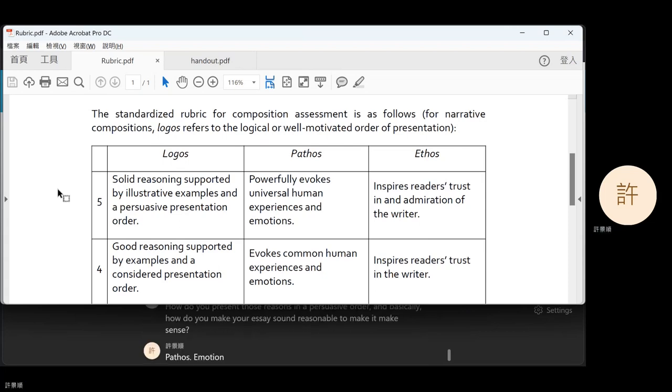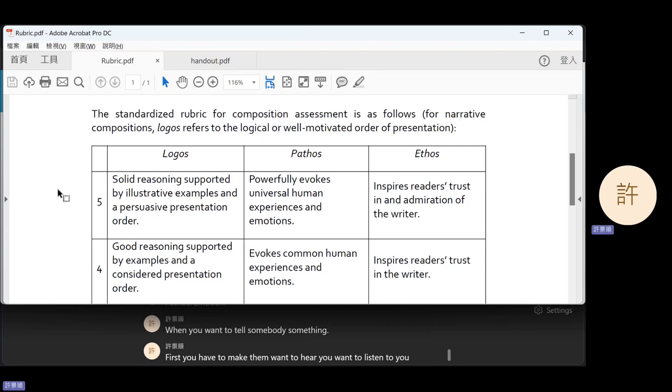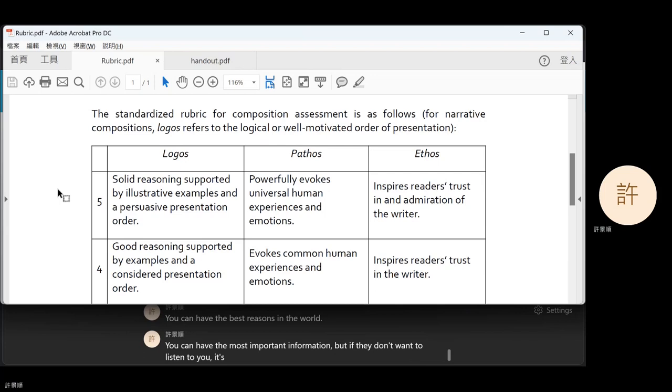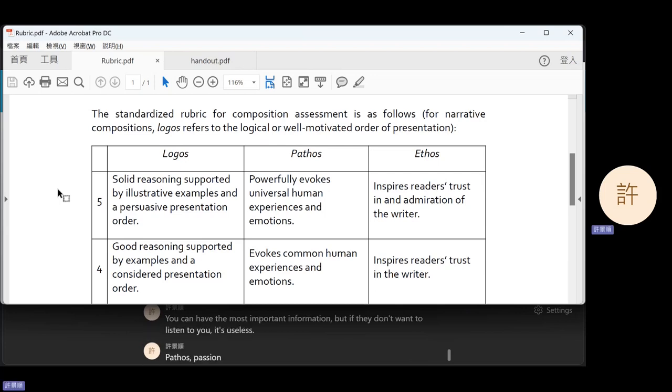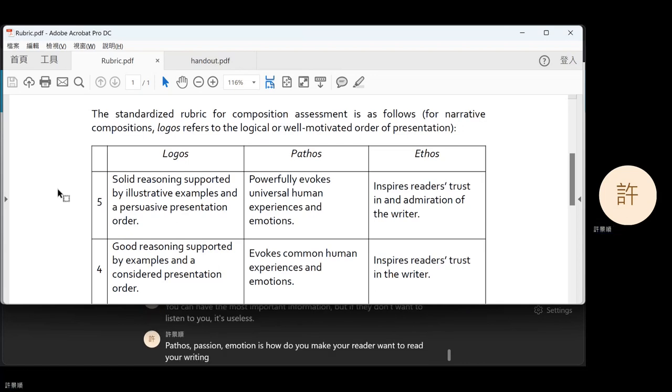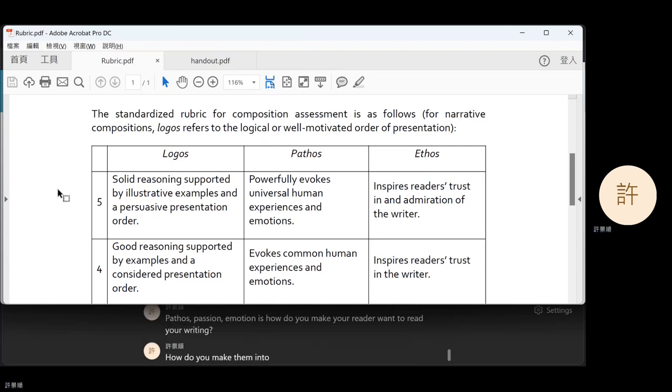Pathos, emotion. When you want to tell somebody something, first you have to make them want to hear you, want to listen to you. You can have the best reasons in the world, you can have the most important information, but if they don't want to listen to you, it's useless. Pathos, passion, emotion is how do you make your reader want to read your writing? How do you make them interested? How do you keep them interested? And then also, how do you make them grateful that they have read your writing?